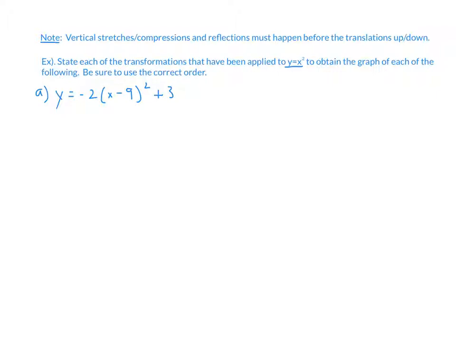So this first one, looking at the a value, I have a reflection in the x-axis because it's negative. We have a vertical stretch by a factor of 2. That's going to make the parabola skinnier. The x-coordinate of the vertex is at positive 9, so that graph's been picked up and moved 9 units to the right. And then we're moving it 3 units up because the y-coordinate of the vertex is now at positive 3. So I'm going to write all those things down, and I want you to make note of where each of those things is coming from. So this is the order in which I will apply all of our transformations here.